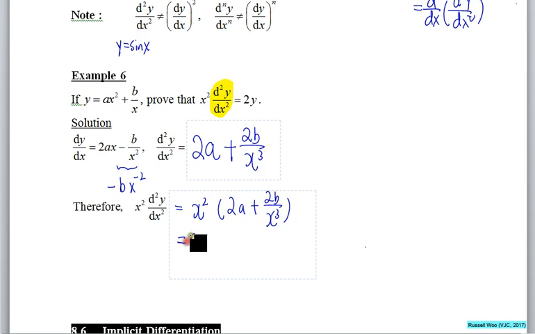I need the 2 out. I multiply the x squared in. I get ax squared plus b over x. I think the answer is out. Correct? This ax squared plus b over x here looks exactly like this. So this is 2y, done, shown, proven. Too easy. Okay, can we move a bit faster?